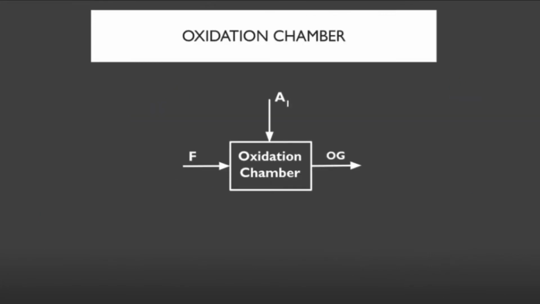First, for the oxidation chamber. Again, the feed here is usually ammonia because ammonia is easier to combust than pure elemental nitrogen. A1 is what we call the primary air, consisting of oxygen and nitrogen. The nitrogen gas in this case is an inert in the process. We are assuming that it does not participate in the reaction itself.